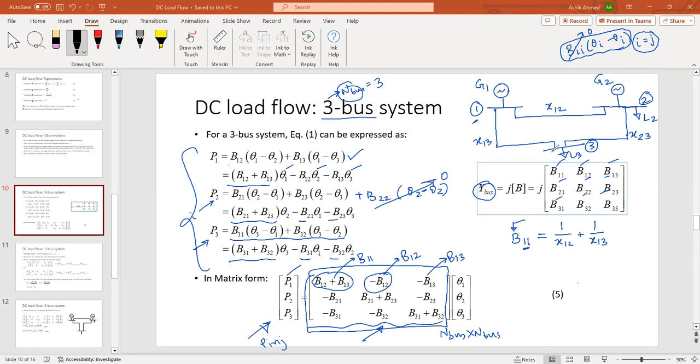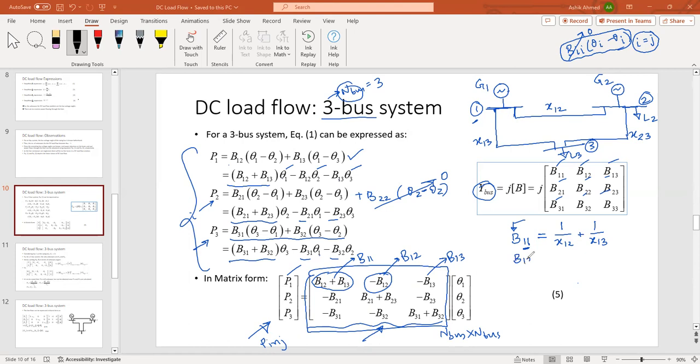So which are the elements? X12. So I take 1 upon X12 because that is the susceptance. And I take another line, X13. So I take inverse of that, 1 upon X13. And there are no other lines. So these are the 2 lines that are connected to bus number 1. So I take all the line susceptances that are originating from bus number 1. So this is how I am going to calculate B11.